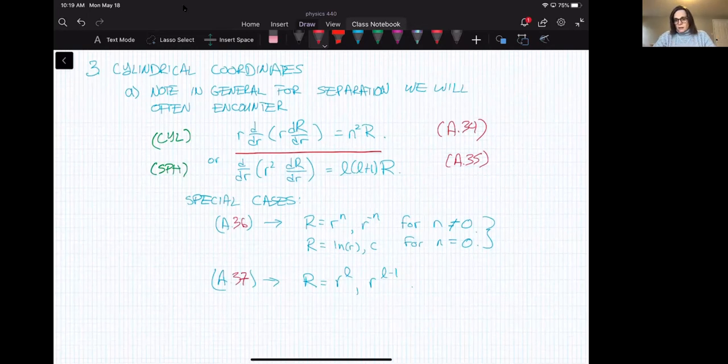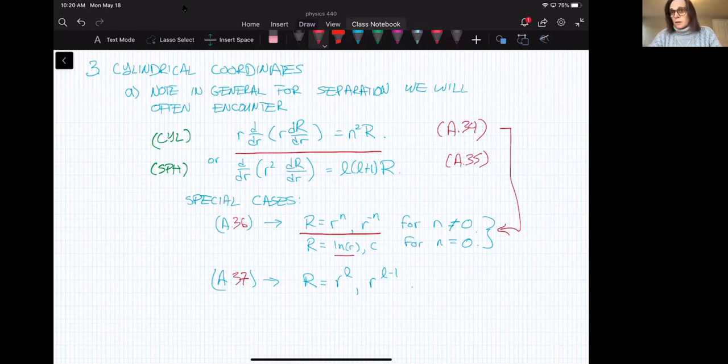And we can look at these special cases, because the nice thing about these, at least for the Laplace equations, is that for n not equal to zero, you get the r to the n and r to the minus n case, and you can show that that's true by substitution. And if n is equal to zero, then you have either a solution of log of r or a constant. Again, you can plug those in and verify by substitution.